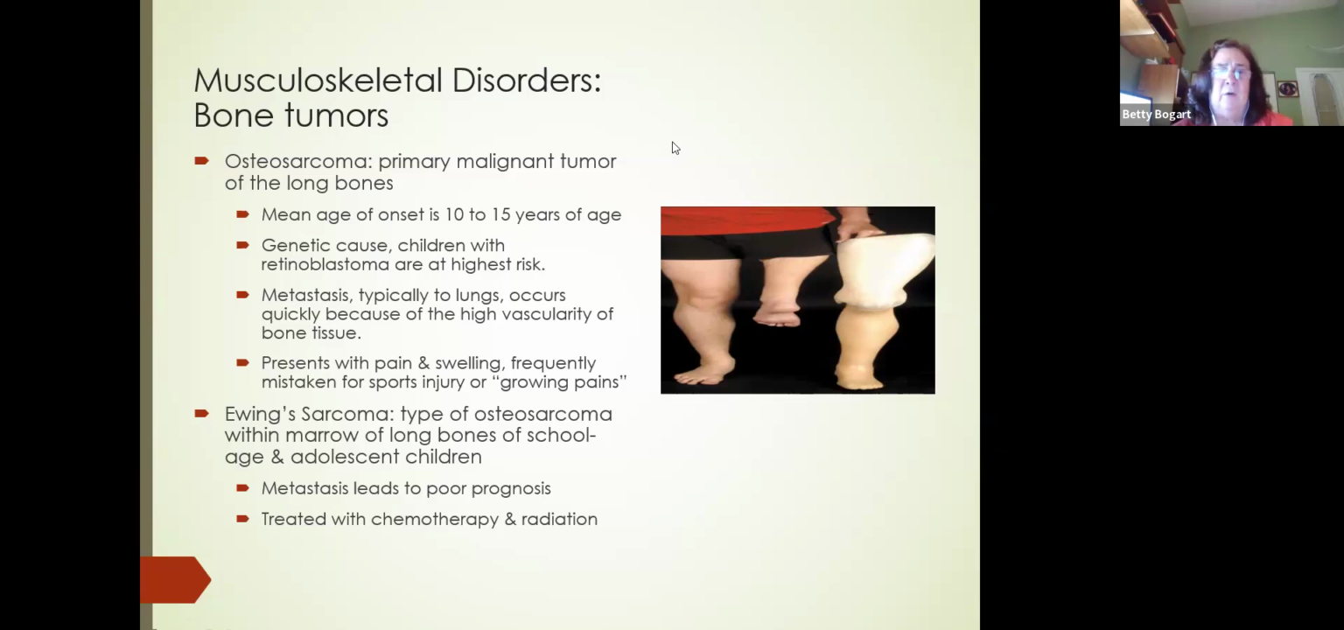Then there's Ewing sarcoma, which is a type of bone cancer. And again, we always worry about metastasis, and it's treated with chemo and radiation. With osteosarcoma, yes, it's also radiation and chemo, but it's the surgery. You've got to take that bone out. Ewing's is in the bone marrow, so sometimes they can't get that out.